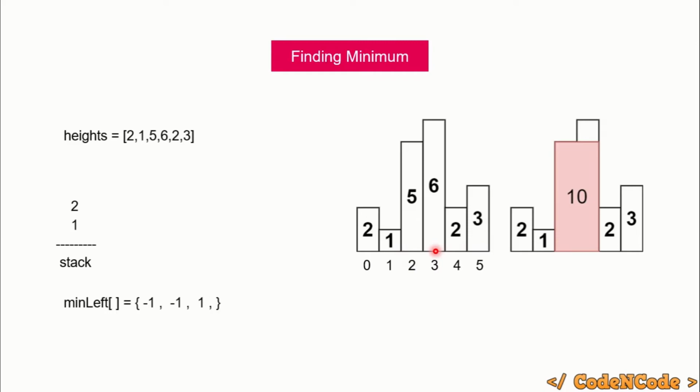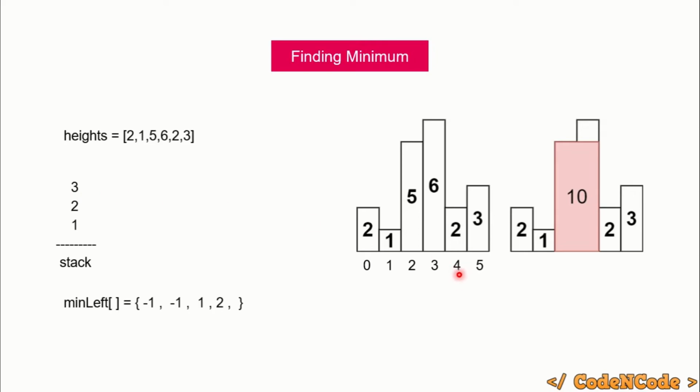Similarly, you will process 6: remove all indices which have a higher height than 6, no one has that. After that you will insert the top of the stack into the min left, right? And after that, you will insert the index into the stack also.